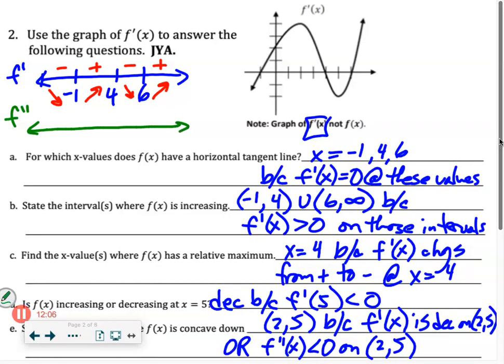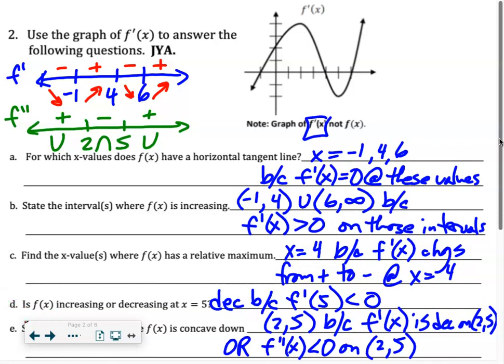All right. Then if we make an f double prime sign line, the critical numbers for f double prime are the maxes and mins for f prime. It's where f prime changes direction from increasing to decreasing or decreasing to increasing, which would be at 2 and 5. So we are increasing, so f double prime is positive, so decreasing means negative, increasing means positive. We're concave up, down, up.